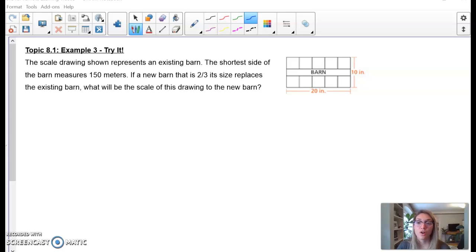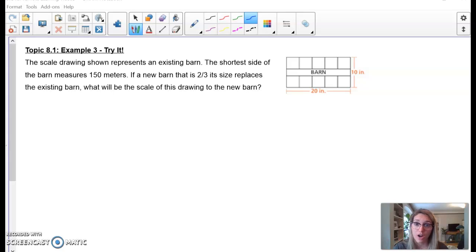All right, we are going over topic 8.1, our example 3 try-it problem. It says the scale drawing shown represents an existing barn. The shortest side of the barn measures 150 meters. If a new barn that is 2/3 its size replaces the existing barn, what will be the scale of this drawing to the new barn? So we're looking for a scale that represents or relates the size of this drawing to the new barn.